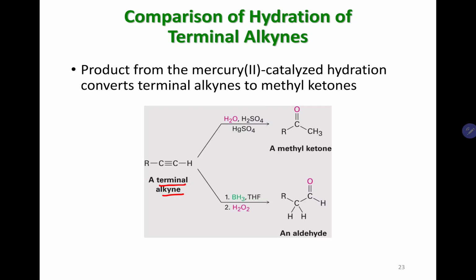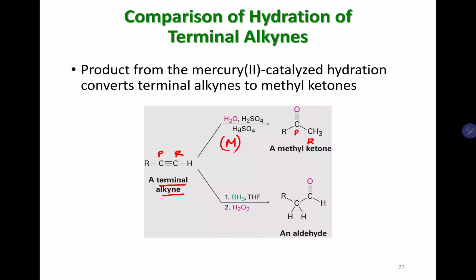Clearly in a terminal alkyne, you have a rich carbon and a poor carbon. We learned that if you use mercury(II) sulfate, it will follow the Markovnikov rule. The rich carbon will get the two hydrogens, and the poor carbon will get the oxygen. We already talked about it.